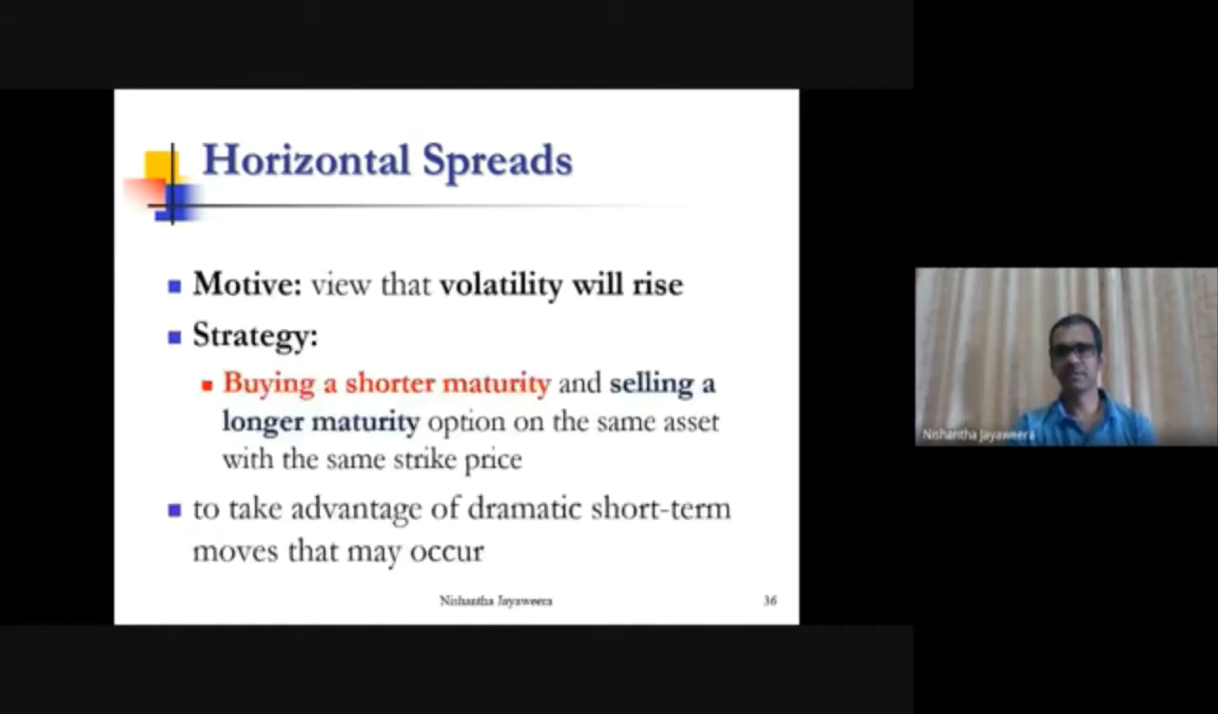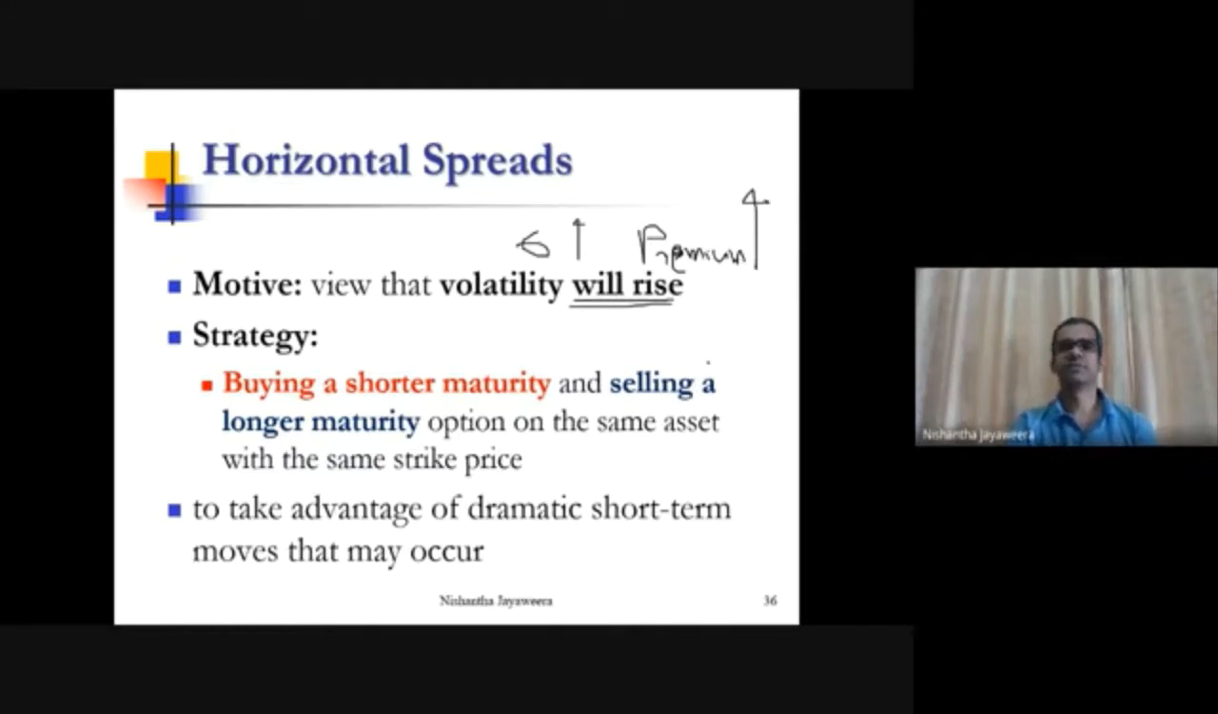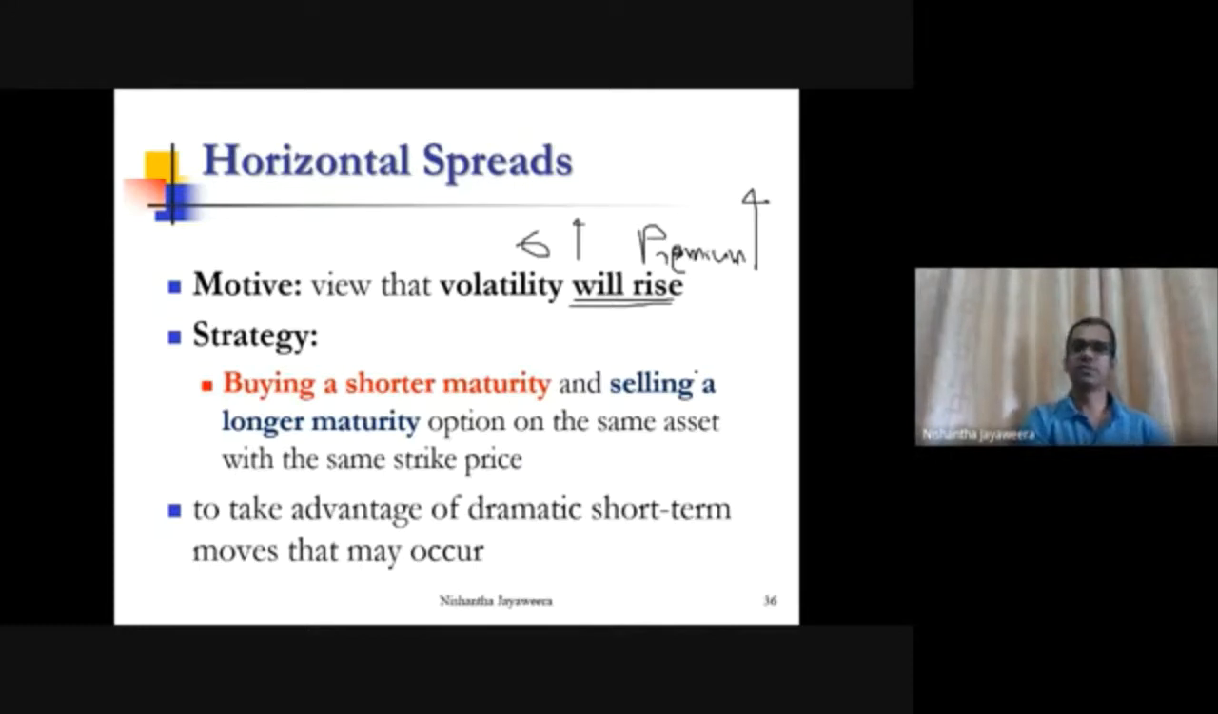In the next example, if the volatility rises, what would happen? Volatility rises, premium, what would happen to the premium if the volatility increases? Premium increases. So it's a positive relationship irrespective of whether it's a put or a call. Now, if volatility increases, premium increases.